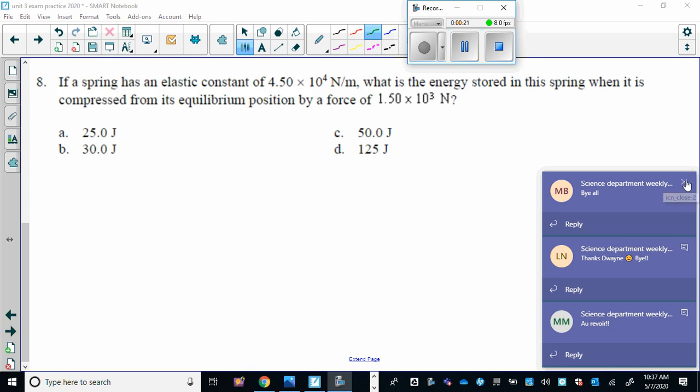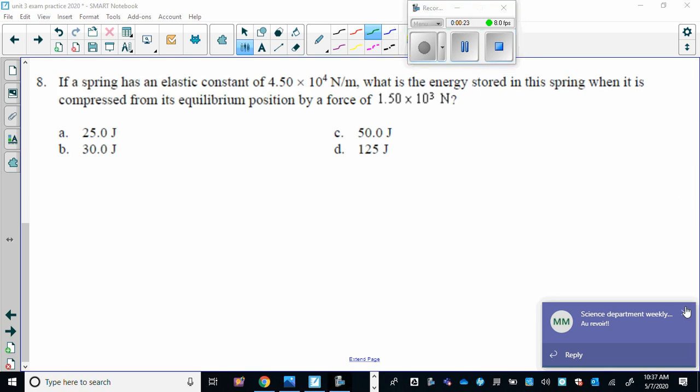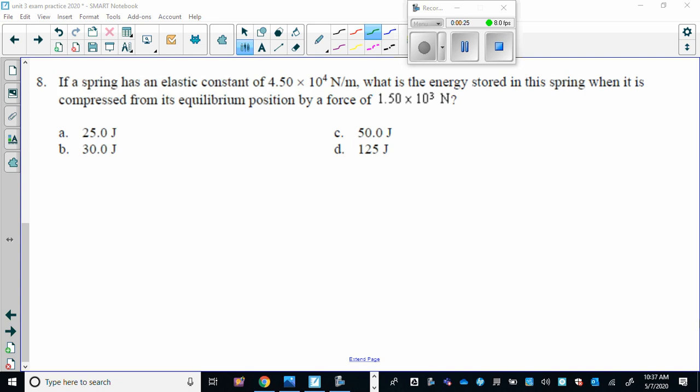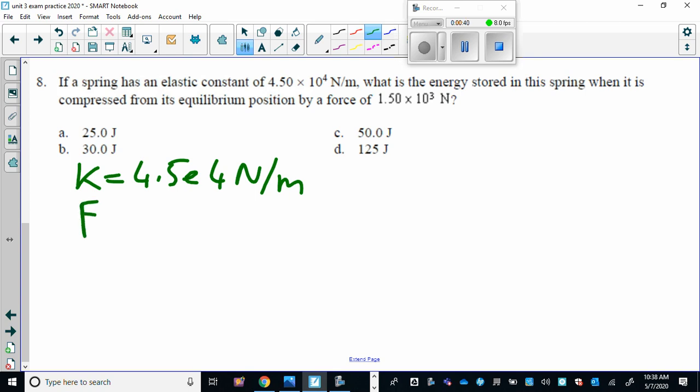Okay, are you seeing these things on the screen? So what are we given here? We're given the spring constant, K, 4.5 E4 newtons per meter. We are given a force, 1.5 E3 newtons, and the question is asking for what is the energy stored.